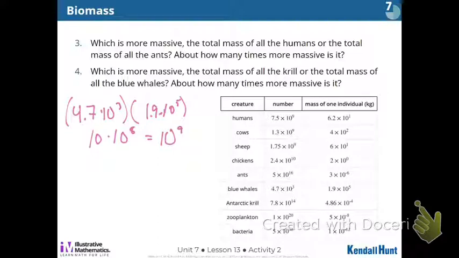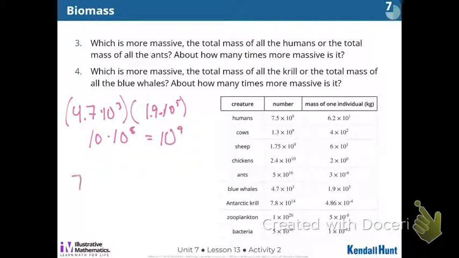Let's check out these plankton. 1 times 10 to the 20th. So there's a bunch of them, but they're pretty tiny. Each one is only 5 times 10 to the negative 8 kilograms. 10 to the 20th times 10 to the negative 8 is 10 to the 12th. Oh, I did the wrong one? No, I did plankton, not krill. My bad.